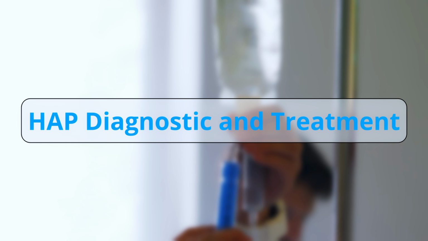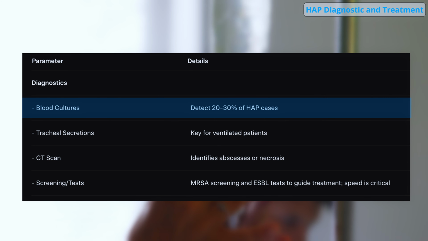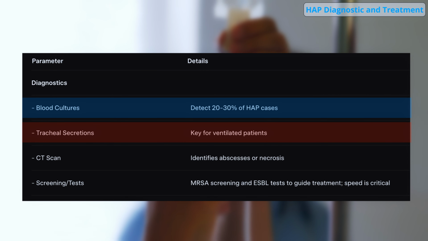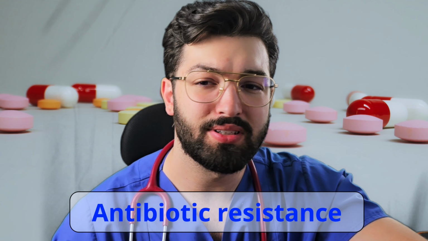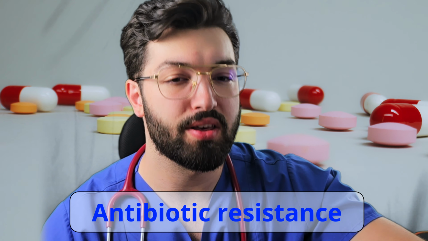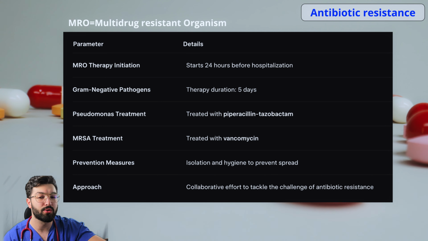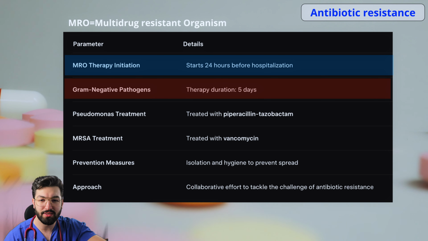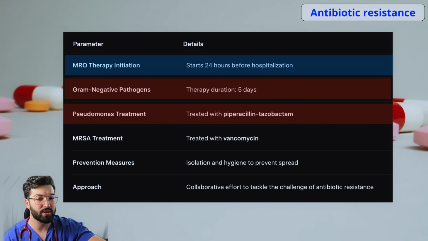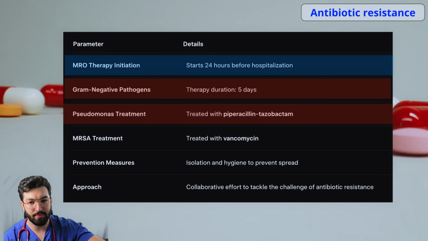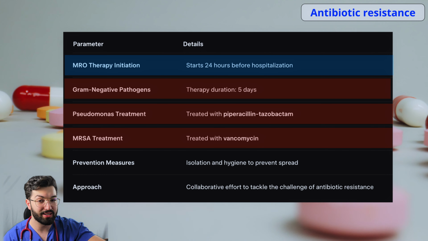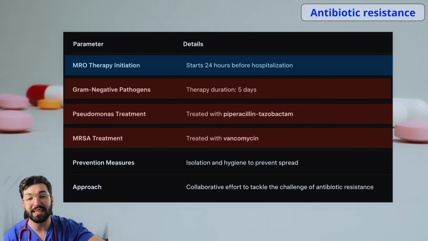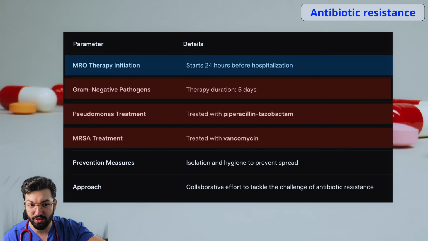HAP is a little bit trickier. Blood cultures catch 20 to 30% of cases, and tracheal secretions are key in ventilated patients. Bad news, antibiotic resistance is a growing threat. MDR therapy starts 24 hours before hospitalization, 5 days for gram-negative pathogens. Pseudomonas is treated with piperacillin and tazobactam, MRSA with vancomycin. Isolation and hygiene prevent spread, a challenge we must tackle together.